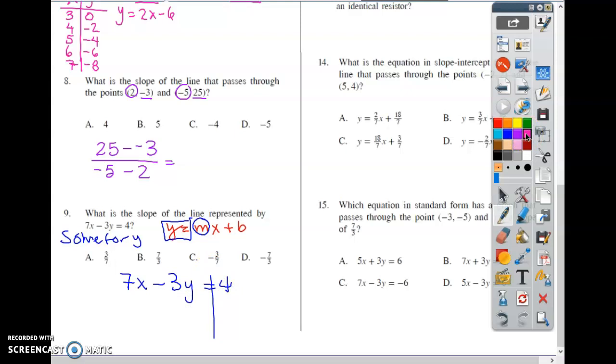What do I move first? The x. The x needs to move away from the y. So this goes over here. Change the sign. Cambias el signo. So it becomes a minus 7x.